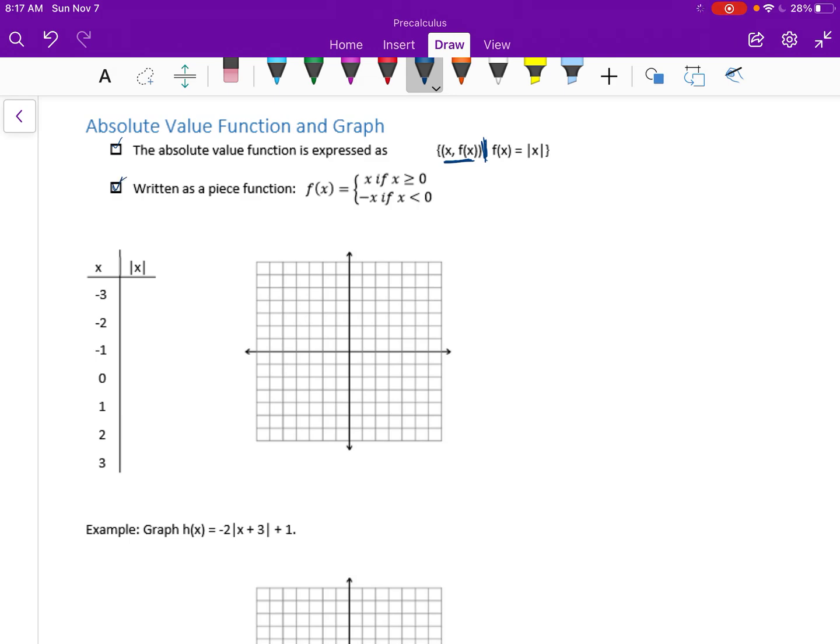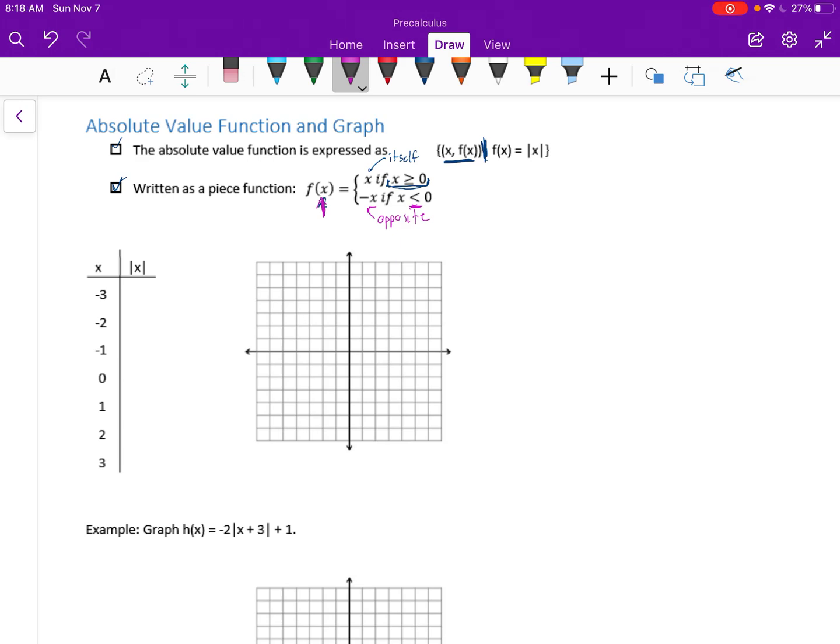We've also discussed this definition before, but the absolute value function can be written as a piecewise function. If this number is greater than or equal to 0, so 0 or positive, what I like to say is the absolute value equals itself. But if this number is less than 0, or negative, it's equal to its opposite. So it can be written as a piecewise function.